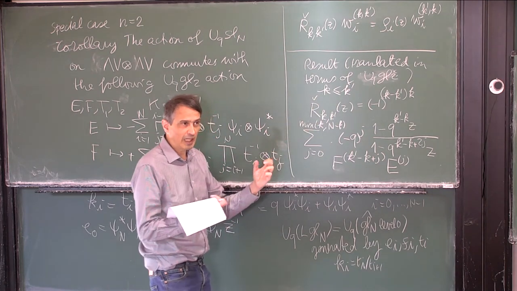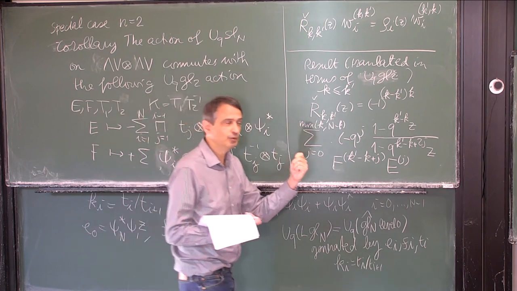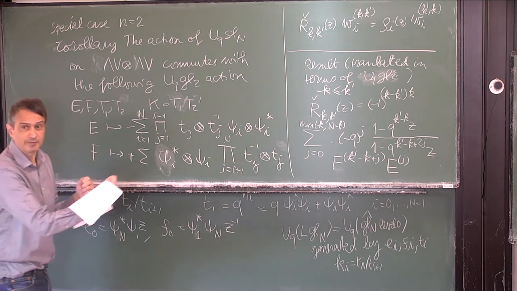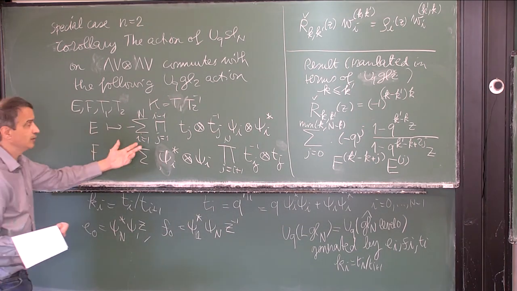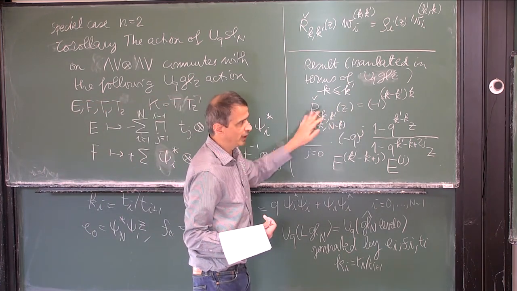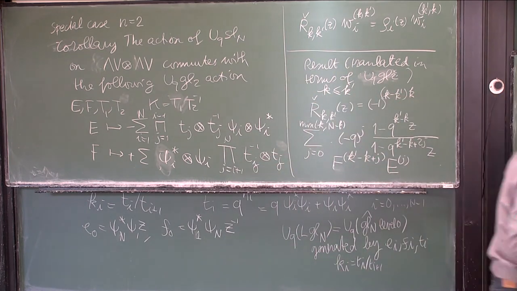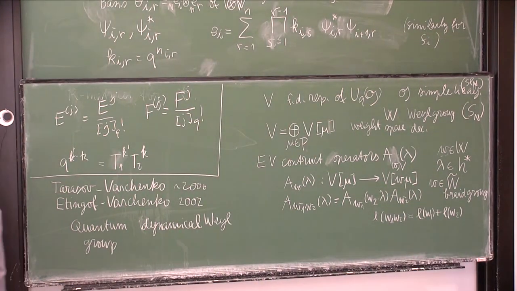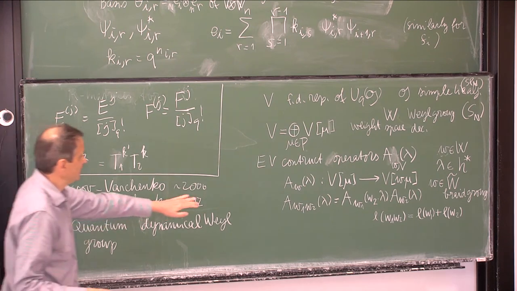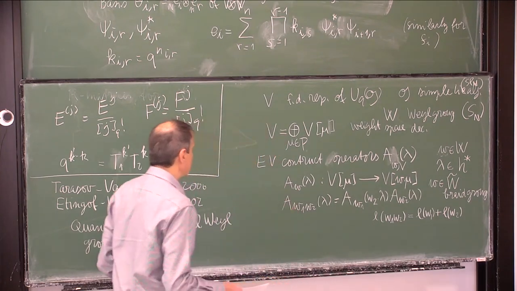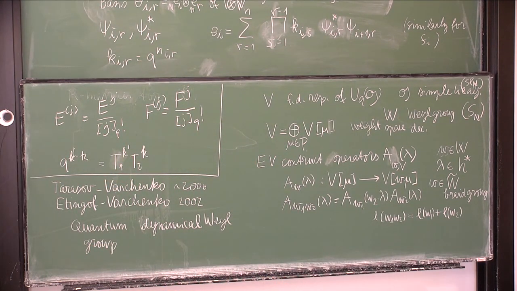But the R's, R12, R23, R12, correspond to different embeddings of SL2 into SL3. So for each simple root, you have an embedding. And that's the way to understand the Yang-Baxter equation. So the claim is that in the SL2 case, the non-trivial element of the Weyl group will correspond to this R matrix here.